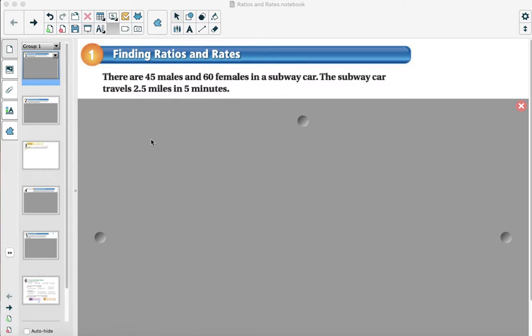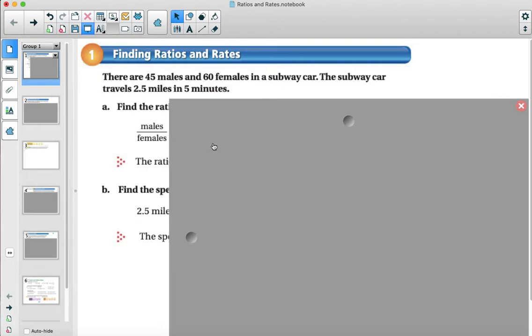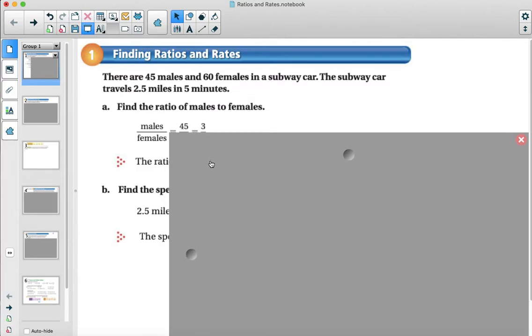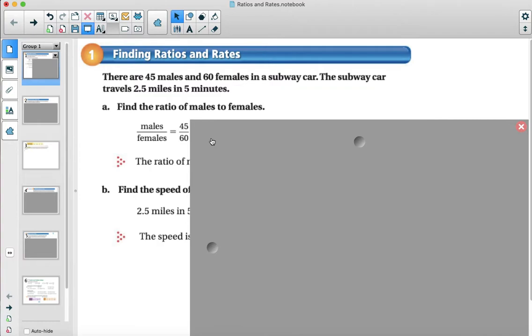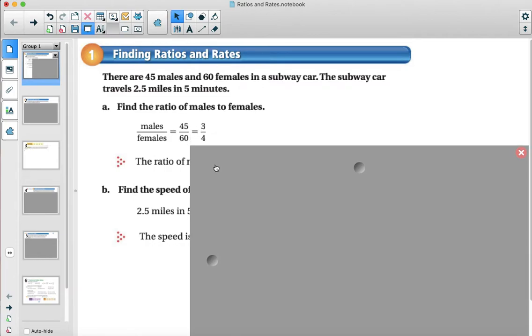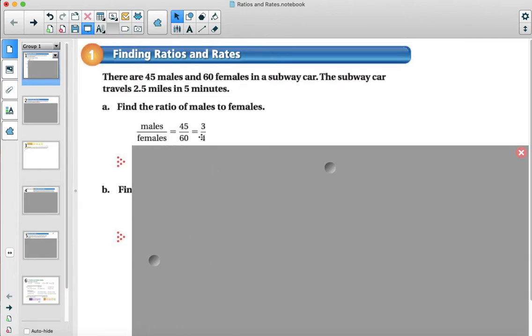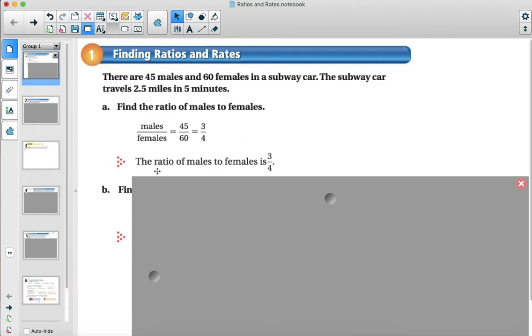So first we want to find the ratio of males to females. What you would do is put the 45 in the numerator and the 60 in the denominator, and then you would simplify the fraction. We can divide each of them by 15, and so we get the ratio of males to females is 3 to 4, and it does matter the order in which you put it. If you put it 4 to 3, it would not be the ratio of males to females. Okay, so the ratio of males to females is 3 to 4. And that would be an example of a ratio.